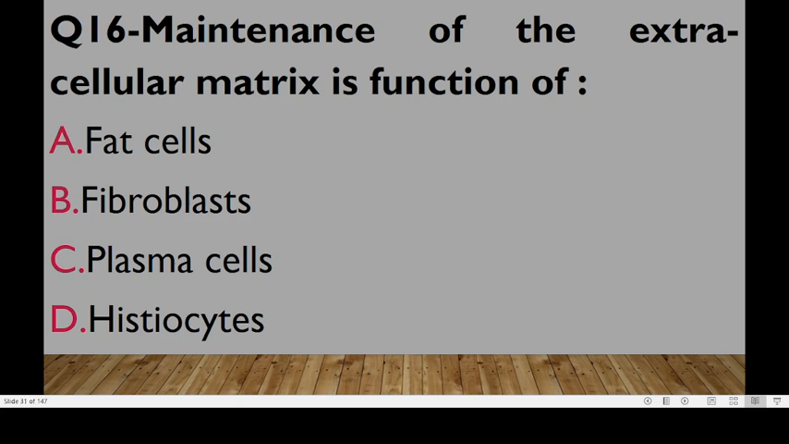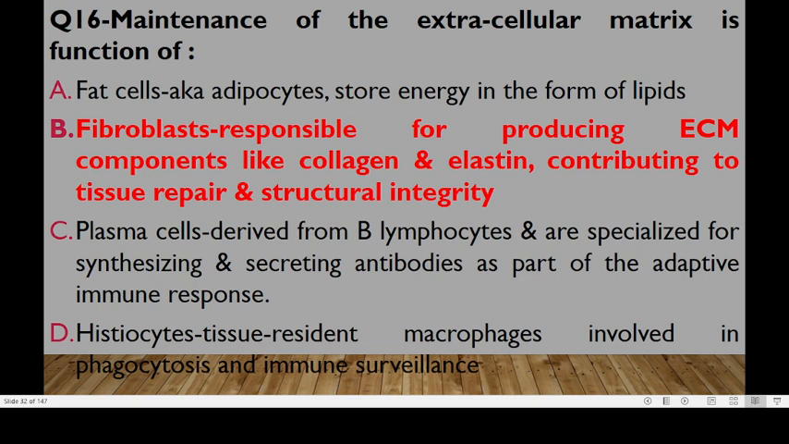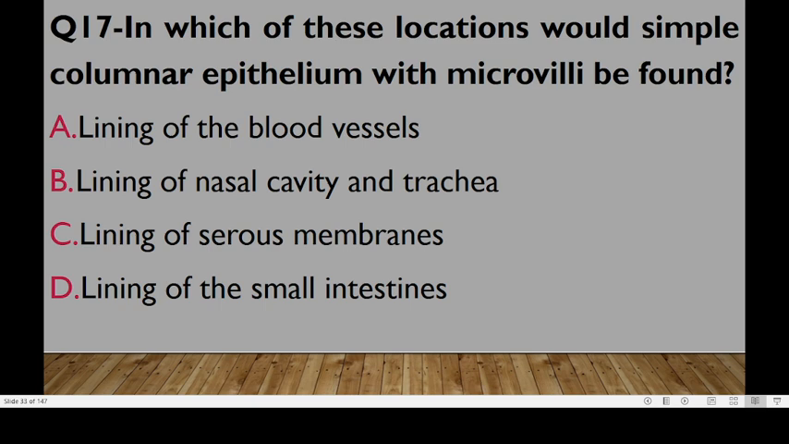Maintenance of the extracellular matrix is the function of fibroblasts. They are responsible for producing extracellular matrix components like collagen and elastin, and this contributes to tissue repair and structural integrity. Fat cells, also the adipocytes, store energy in the form of lipids, while plasma cells derived from B lymphocytes are specialized for synthesizing and secreting antibodies as part of the adaptive immune system. Histiocytes are tissue-resident macrophages which are majorly involved in phagocytosis and immune surveillance.